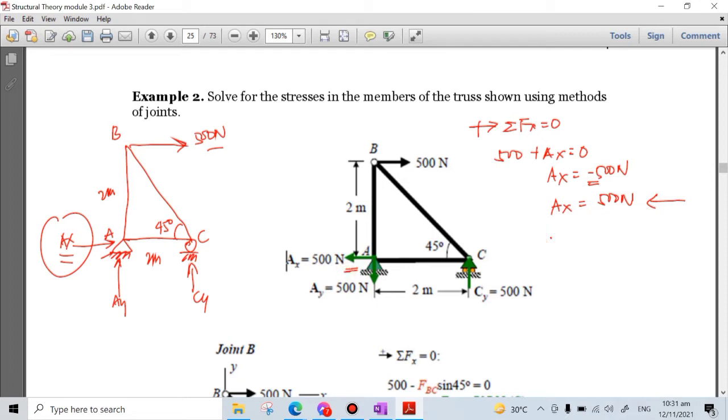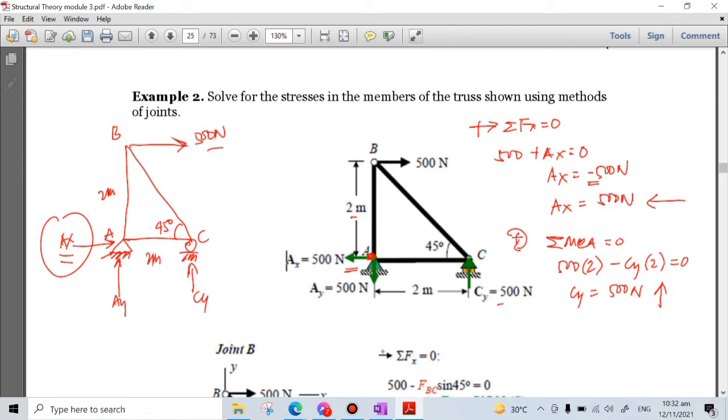And, if we are going to summate moment at point A is equal to 0, taking the clockwise direction as positive, dito tayo magmo-moment. So, we have here, this 500 will rotate clockwise. So, we have 500. The distance here is 2. That's the perpendicular distance. And the CY here is counterclockwise. So, minus CY multiplied by 2 is equal to 0. So, computing for the CY is equal to 500 Newton. And it's positive, no? CY is upward.